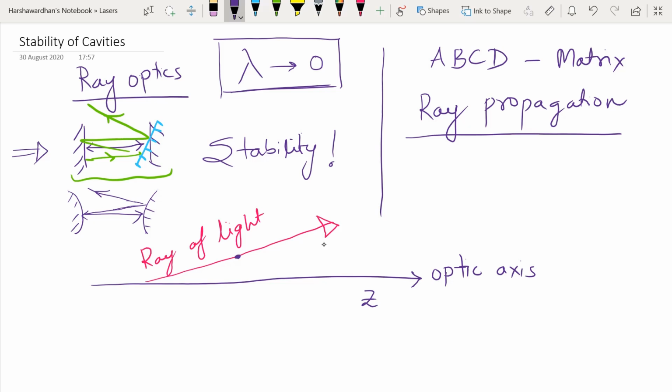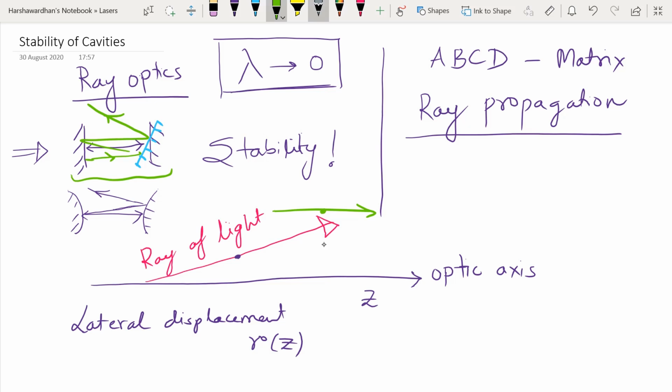If I'm looking at a point here and I'm trying to identify this ray, I associate the ray with two numbers. One is the lateral displacement. Let me call it r as a function of z. The lateral displacement of a ray could be there, or it could be a ray which is there. So you see the lateral displacement, this amount of displacement, this quantity is what I'm calling r of z, which could be different for different rays.